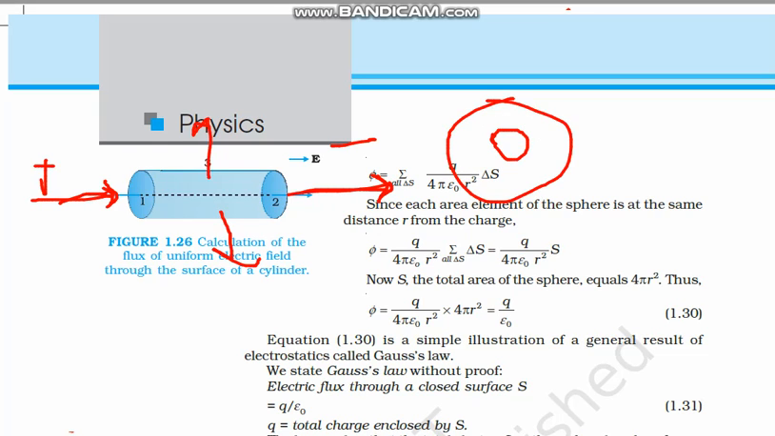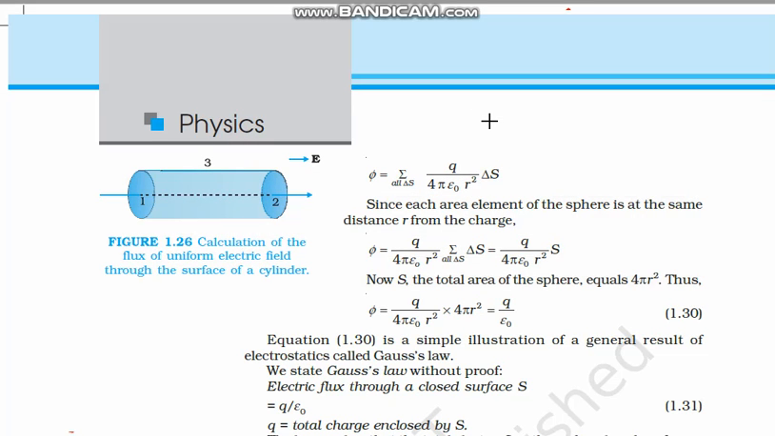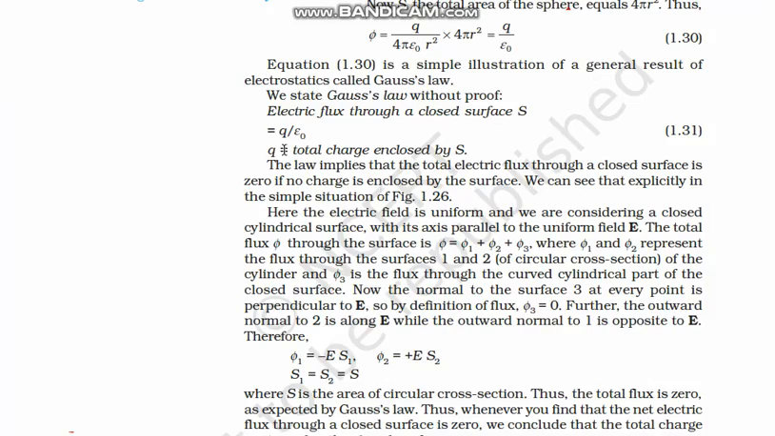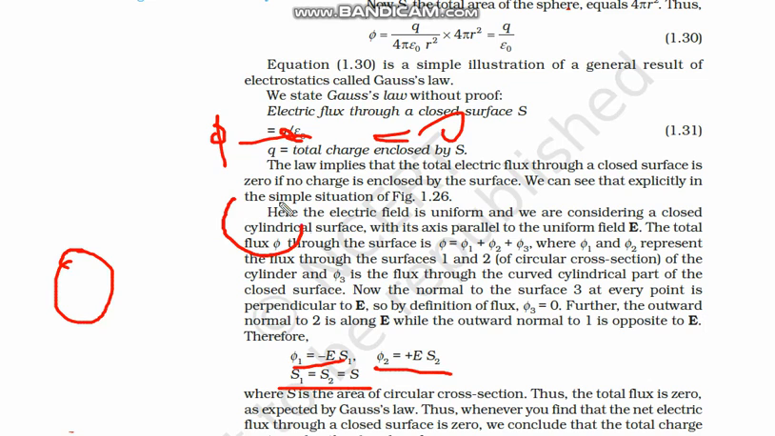That is a very similar thing, but this time we have understood it in terms of Gauss law. If the charge is inside, the total electric flux phi is simply q upon epsilon naught. If no charge is inside and the charge is only outside, the flux is always equal to zero. Okay, the same thing they have done here. Phi 1 is equal to minus E S1, phi 2 is equal to E S2, and S1 is equal to S2, because this area and this area for a cylinder must be equal. This radius is equal to this radius because this is a circle, so the area S1 must be equal to area S2.